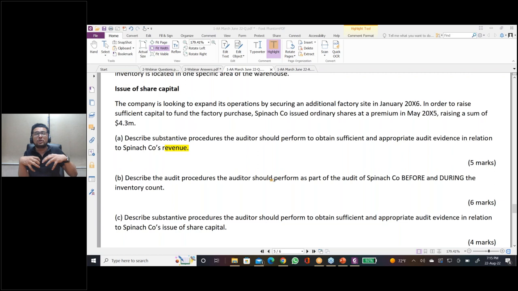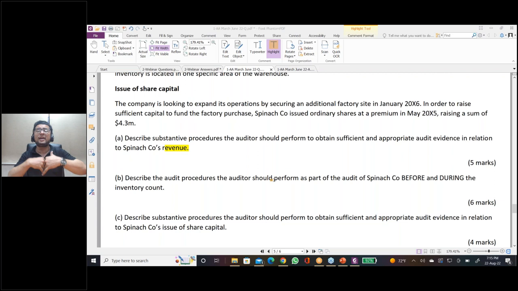Well, what am I supposed to do before the stock count? First of all, I need to know which warehouses or places have the most material items so that I can make sure I'll be there. Secondly, I need to review last year's audit file to understand which warehouses had certain problems so that I can visit them at any cost because they could still have problems. Third, I need to have a discussion with the management and understand which warehouse or place they believe has the greatest material amount or the greatest problems, again so that I can visit that place.